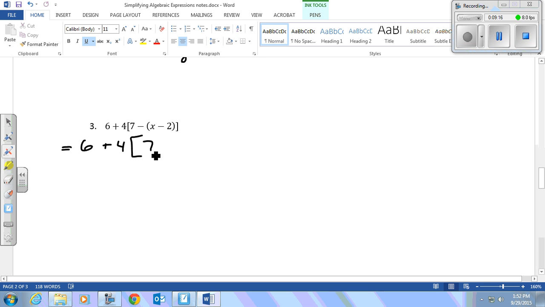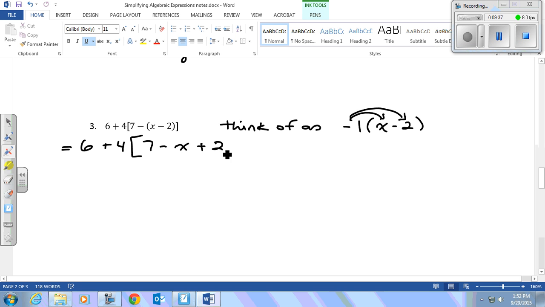And now think of that as a -1, okay? Think of it as -1 times x minus 2, and do the distributive property on that. So -1 times x will be a -x. -1 times -2 is a +2. Now in these brackets we can look for any like terms that we could combine, and you'll see that the 7 and the 2 are both constant terms, so they can be combined. So we've got 6 plus 4 times 9 minus x. And if you wrote that as -x plus 9, that would also be correct.